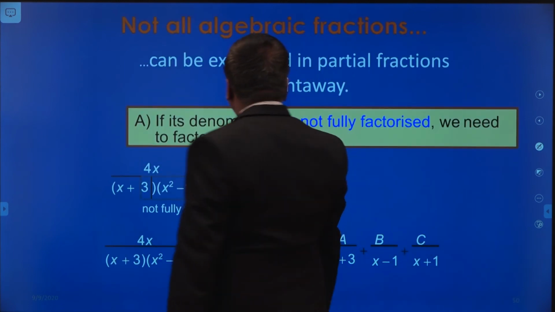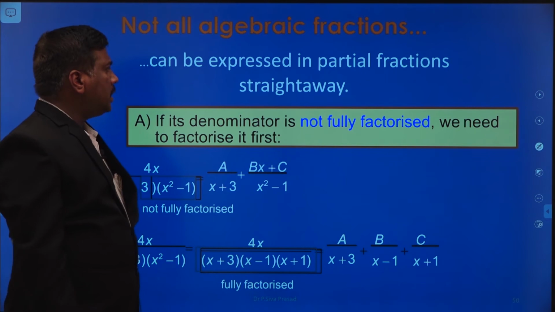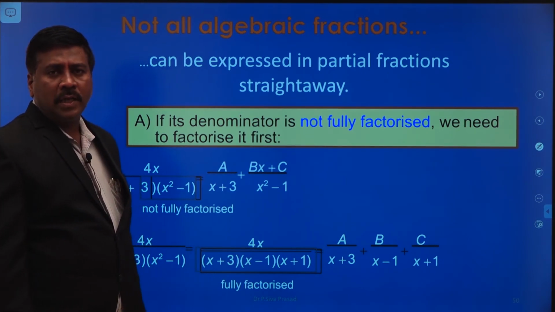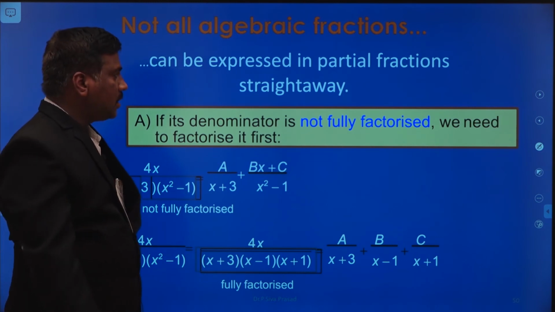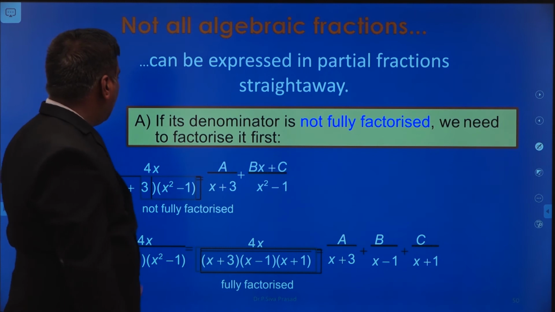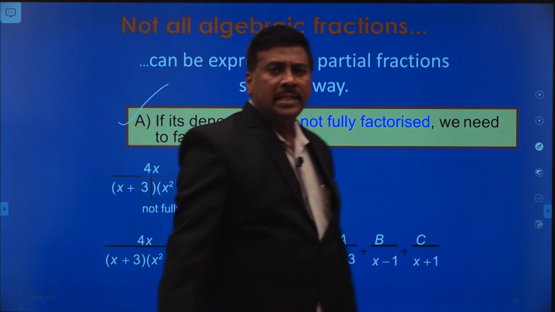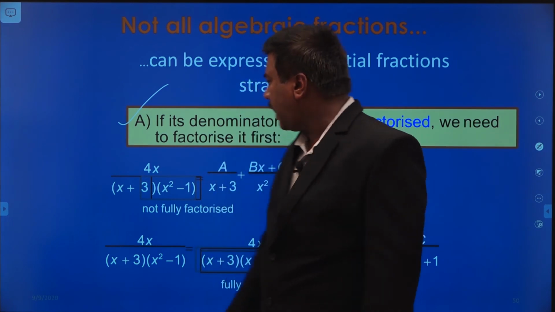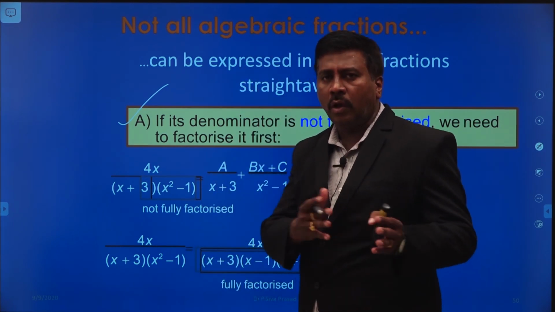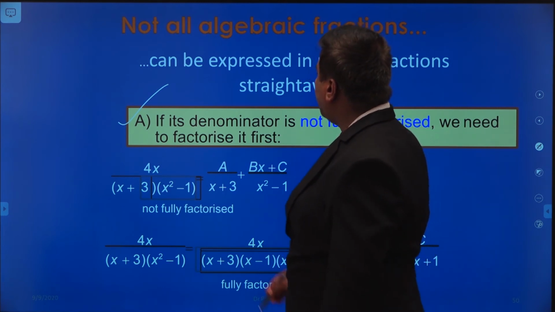Now, the next topic: whether partial fractions are applicable to all algebraic fractions. We have to check whether it is possible or not. If the denominator is not fully factorized, that means you have to be able to resolve it into factors. So we need to factorize it first.